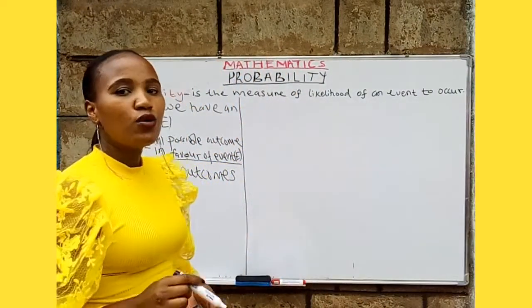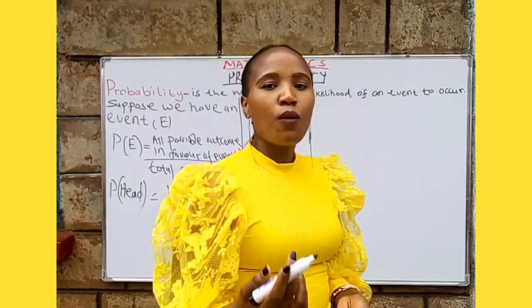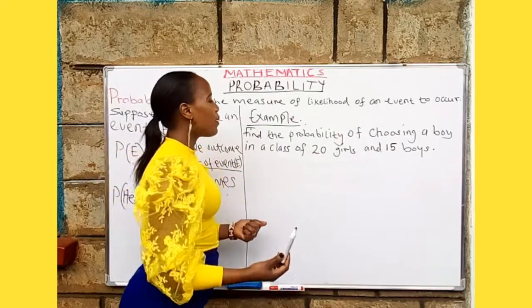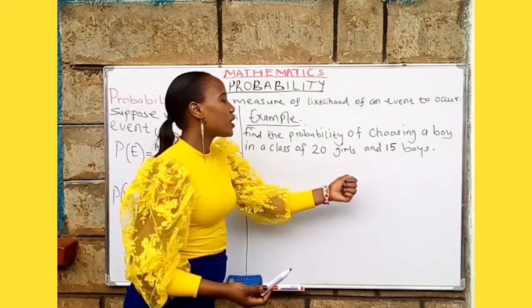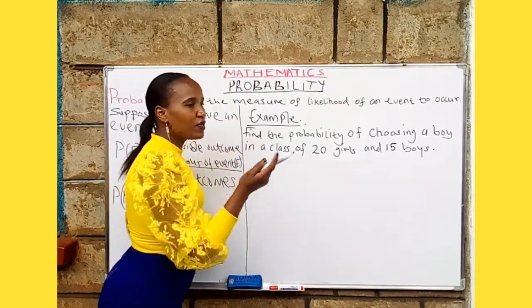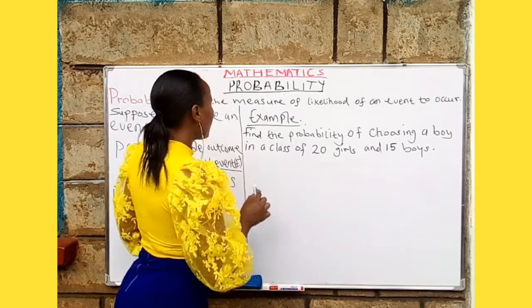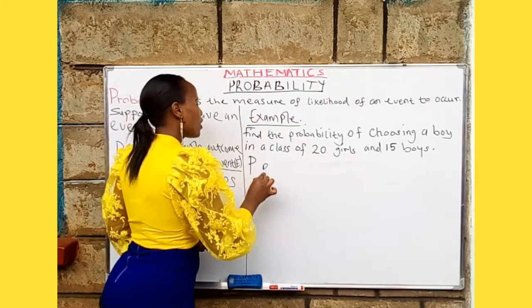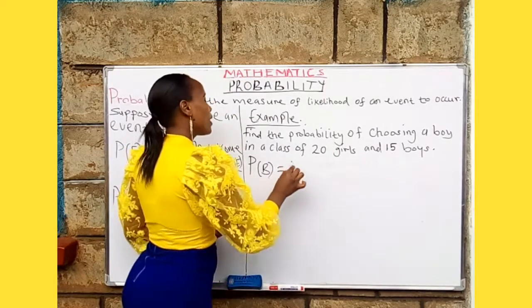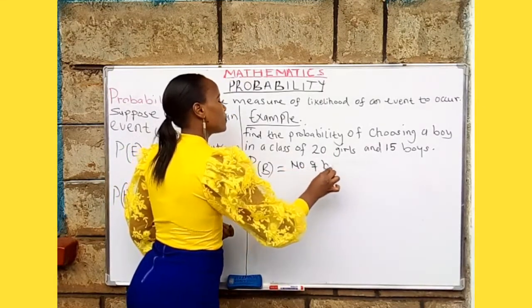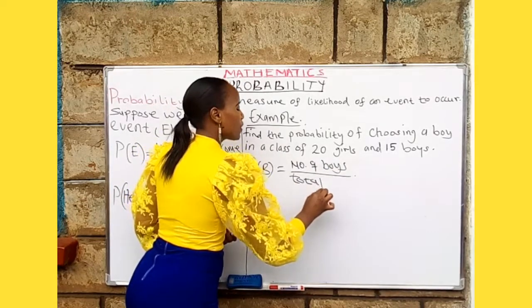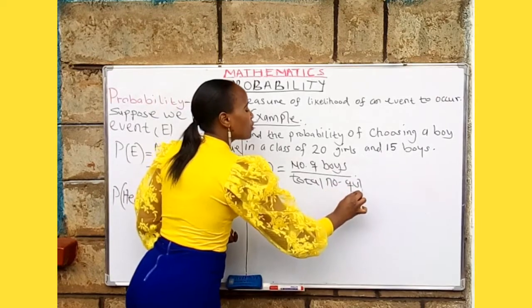Okay, let us look at another more elaborate example. Find the probability of choosing a boy in a class of 20 girls and 15 boys. So if we let the number of boys be represented by the letter B, then the probability of choosing a boy will be the number of boys in that class over the total number of students.